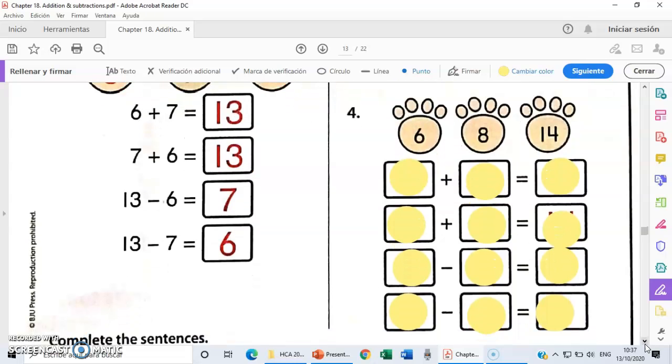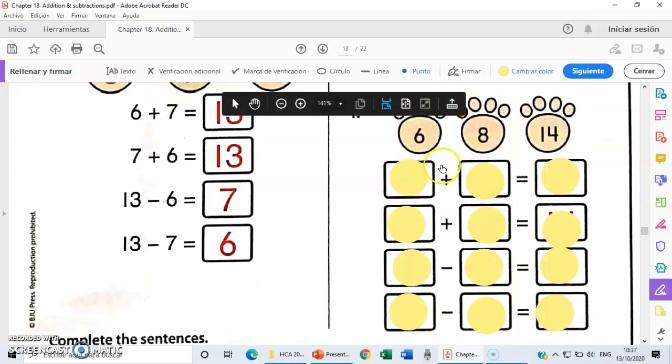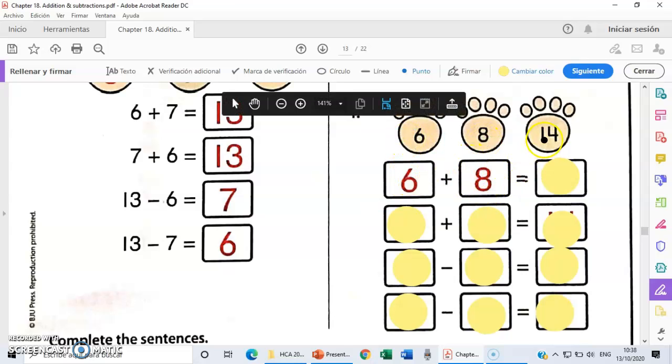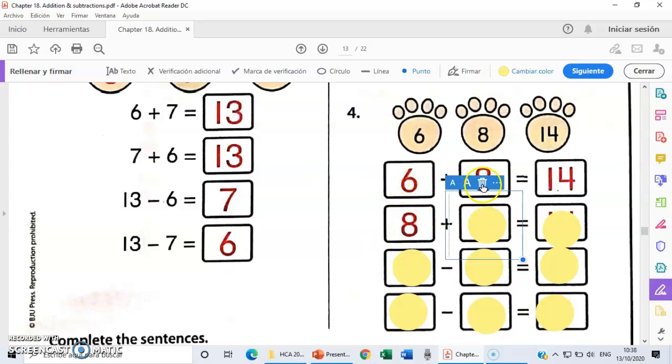So let's do the same here. We're going to start with this exercise. Pay attention. Always you start with addition, and then you continue with the subtraction. So you have 6, 8, and 14. You start using the smaller number 6, and you say 6 plus 8. Your answer, you have it here, it's 14. And then you change the order and you say 8 now plus 6. Your answer is 14. Good job.